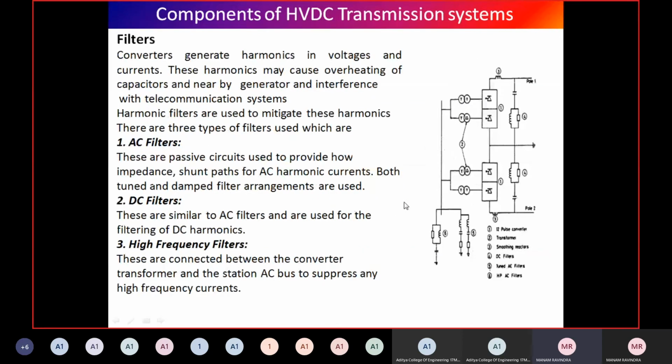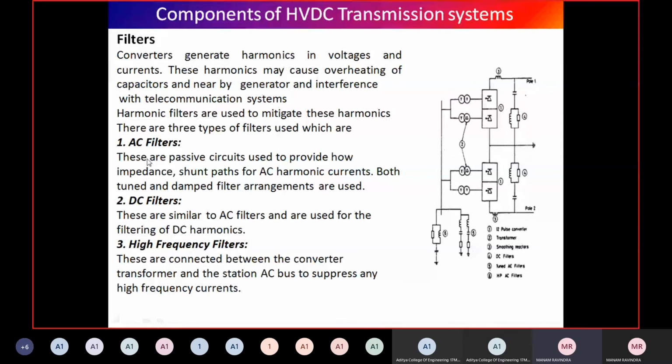Next, components of HVDC transmission systems. We have filters. We place filters at the rectifier station as well as the inverter station. We have both AC filters and DC filters, and also high frequency filters depending upon the frequency conditions, if any.